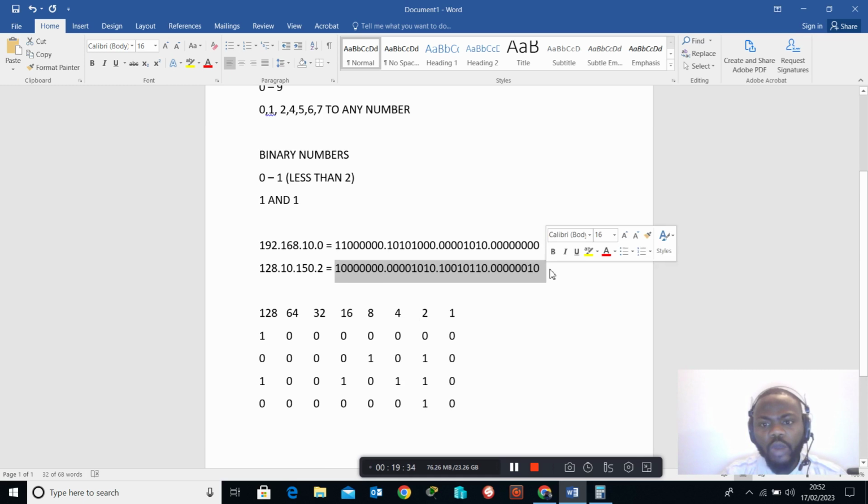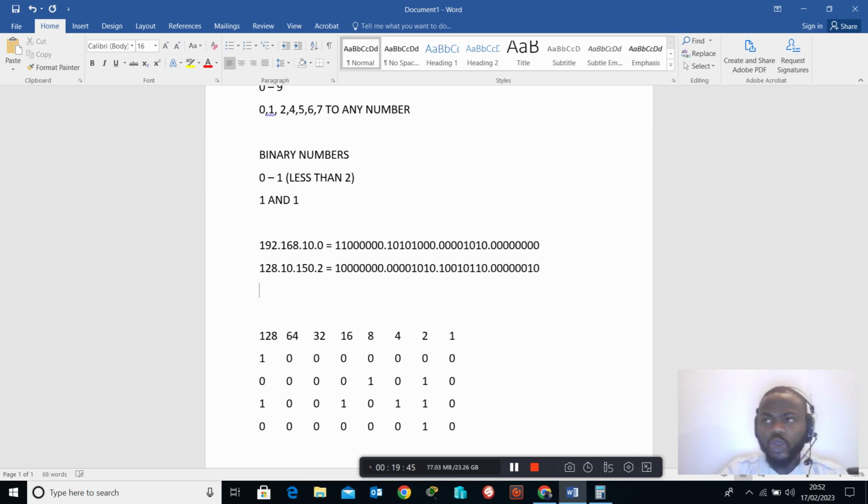So this is how you convert binary to decimal. This is how you convert decimal to binary. Let's go back down again and do one more example. Let's say you have 20.168.0.0.